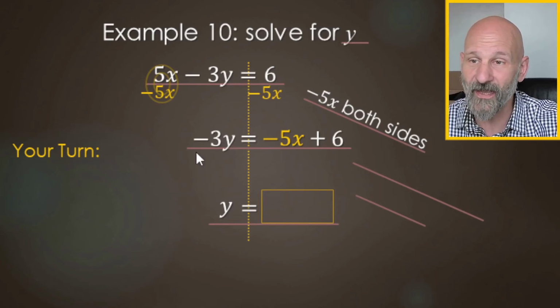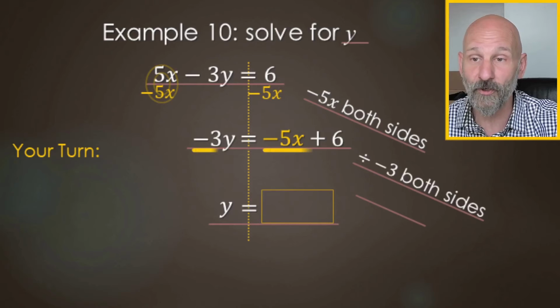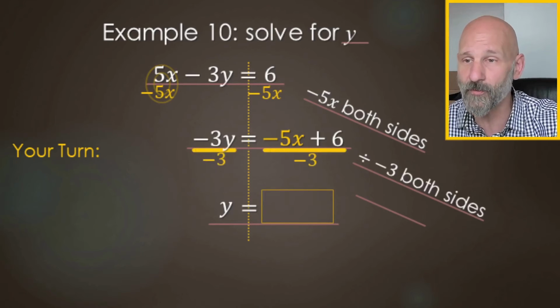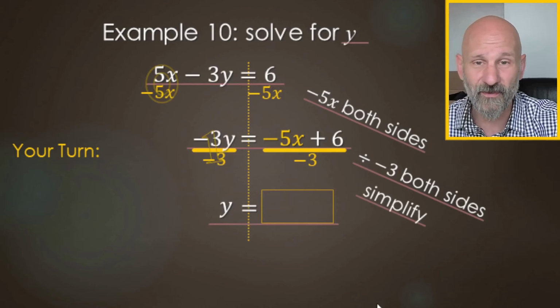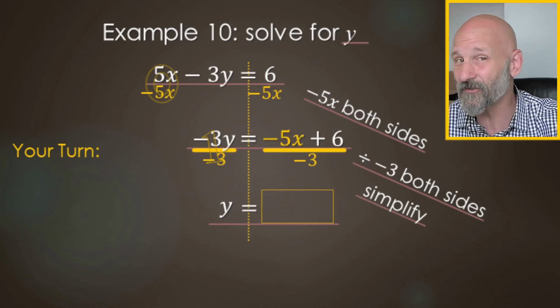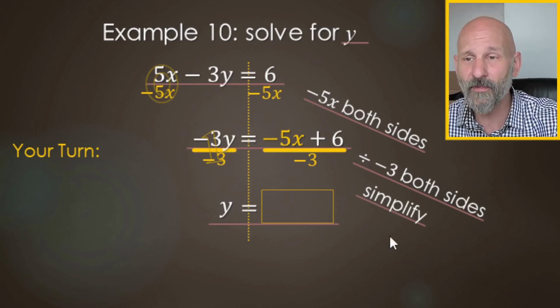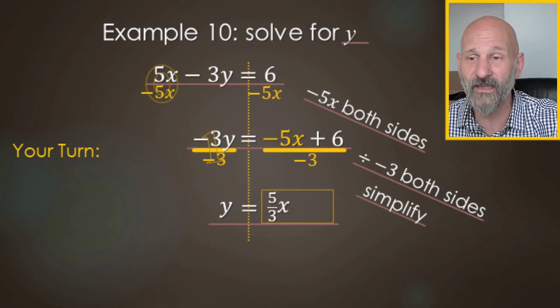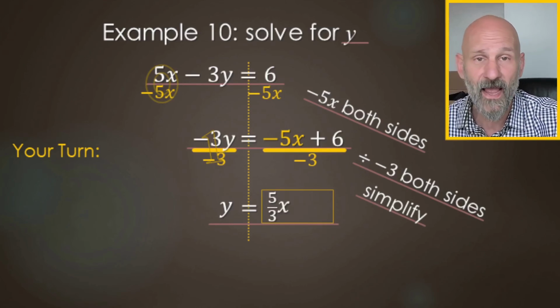Next up, we notice we have negative 3 being multiplied to y, so undo that with a divide by negative 3 to both sides. Negative 3 over negative 3, that makes 1y right there. Now this right-hand side, a little bit complicated here, but this negative 3 is being divided into both terms, the negative 5x and the 6, okay? So here we go. We'll just look at the negative 3 and the negative 5x here. So we have a negative 5 over a negative 3. Negative divided by negative is positive, and 3 doesn't divide evenly into 5, so we just leave it as a fraction, 5/3, and then the x.